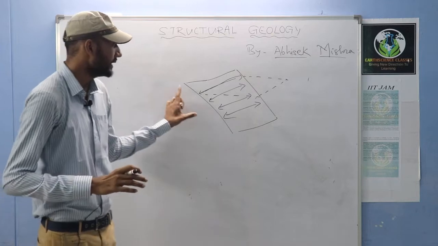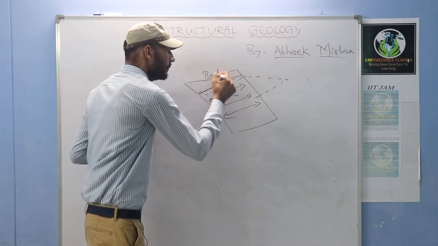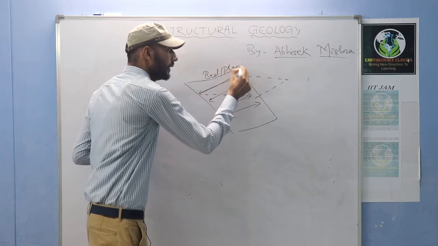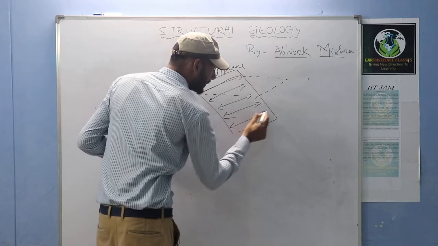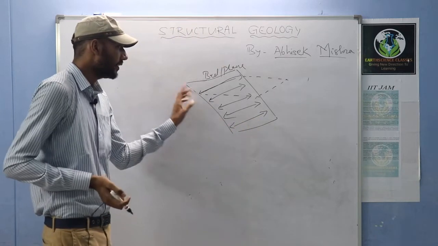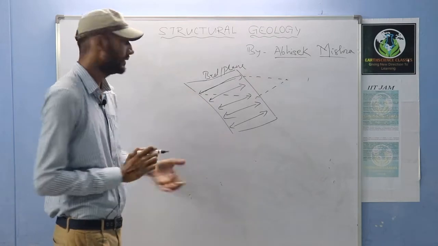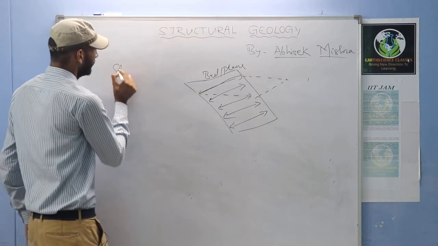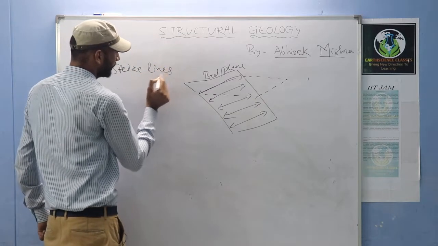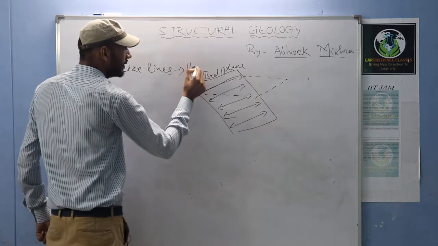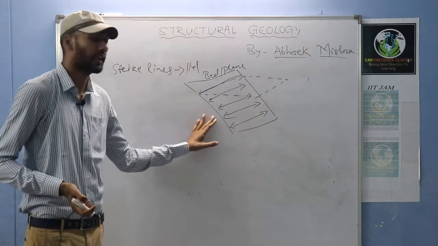Now you can see from this diagram, this is the bed or plane, and these are the strike lines. You can see that all the strike lines are parallel here in this diagram.